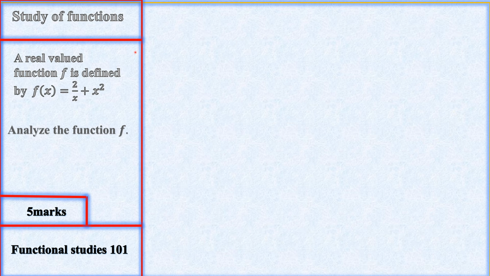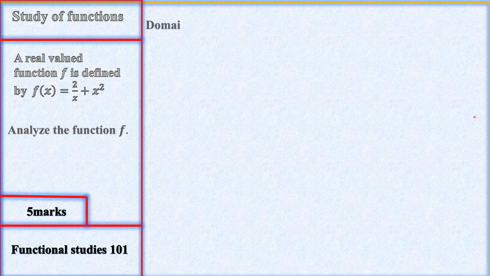So the question says, a real value function f is defined on the set of real numbers by f of x equals 2 over x plus x squared. It says that we should analyze the function f, 5 marks. Whenever you are asked to analyze a function, they're asking you to study that function, okay? Study the function right from its domain and sketch its graph.